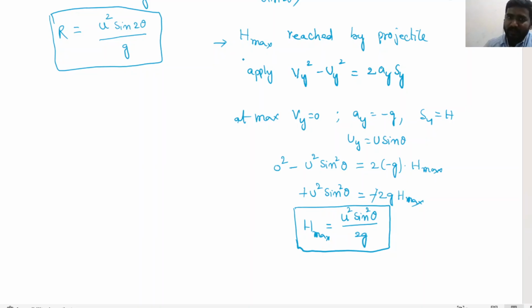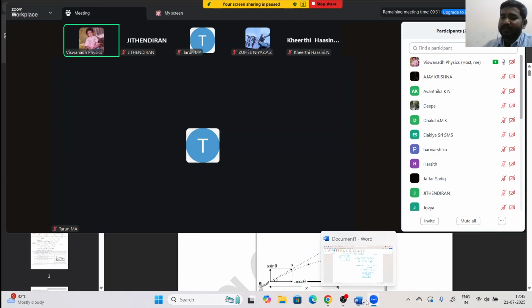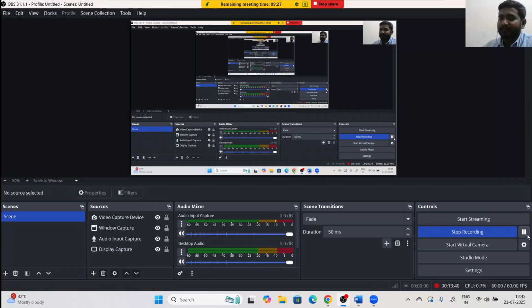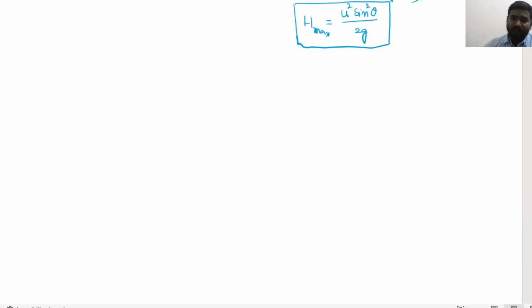So three different quantities I have given up to now. First one is time of flight, second one is range of projectile, and third one is maximum height reached by the projectile. Copy this one. See, next concept, trajectory equation.